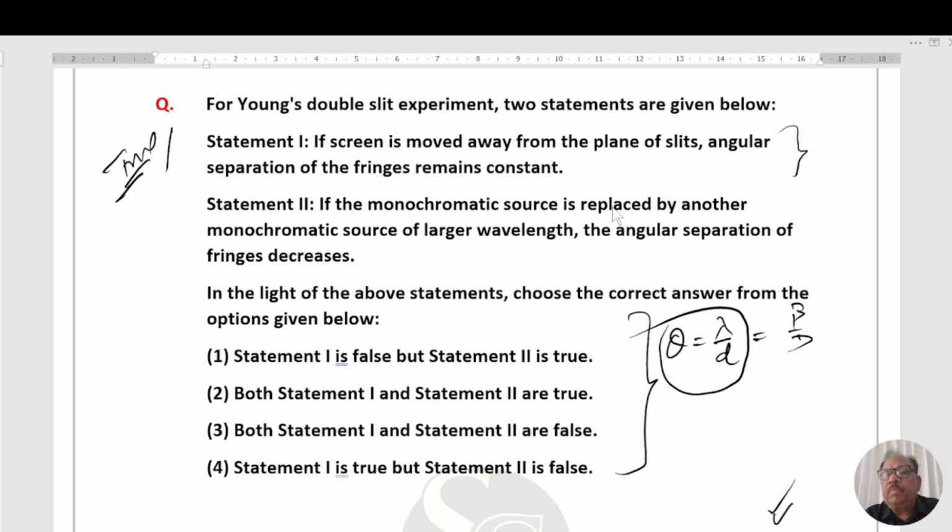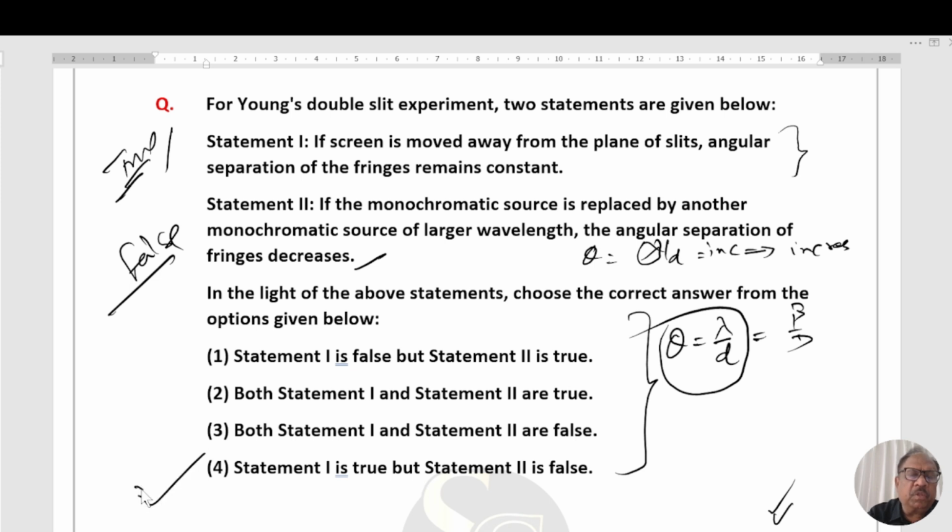If the monochromatic source is replaced by another of larger wavelength, you know theta equal to lambda by d. If wavelength increases, angular separation should increase. According to that, the statement says it is going to decrease, so this is false. Statement 1 is true but statement 2 is false. Fourth is the correct option, right? That question.